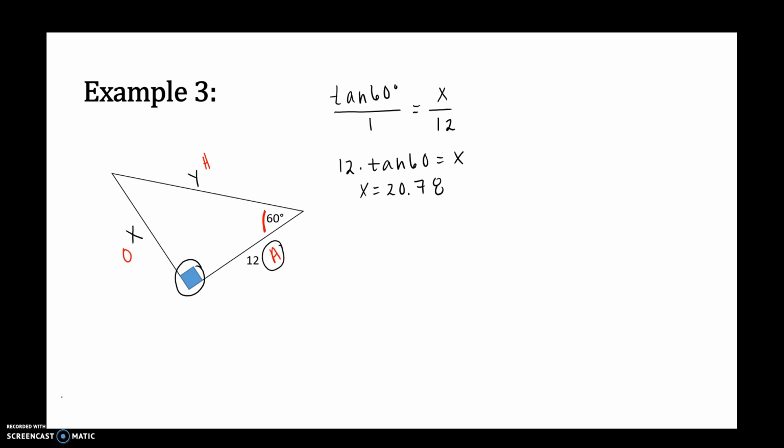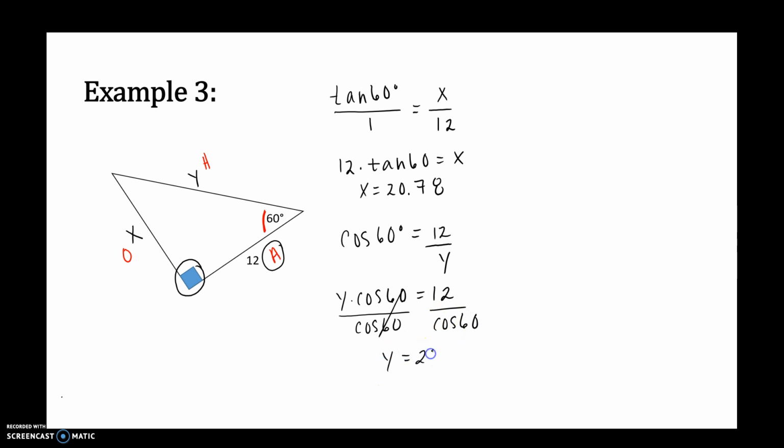Now trig ratio to find y. I know my adjacent side. I'm looking for my hypotenuse. So I'll use my cosine function. Cosine of 60, adjacent side over hypotenuse. Cross multiplying gives me y times the cosine of 60 equals 12. This is where we have that added step of dividing by cosine of 60. And you get y, the length of your hypotenuse, to be 24.